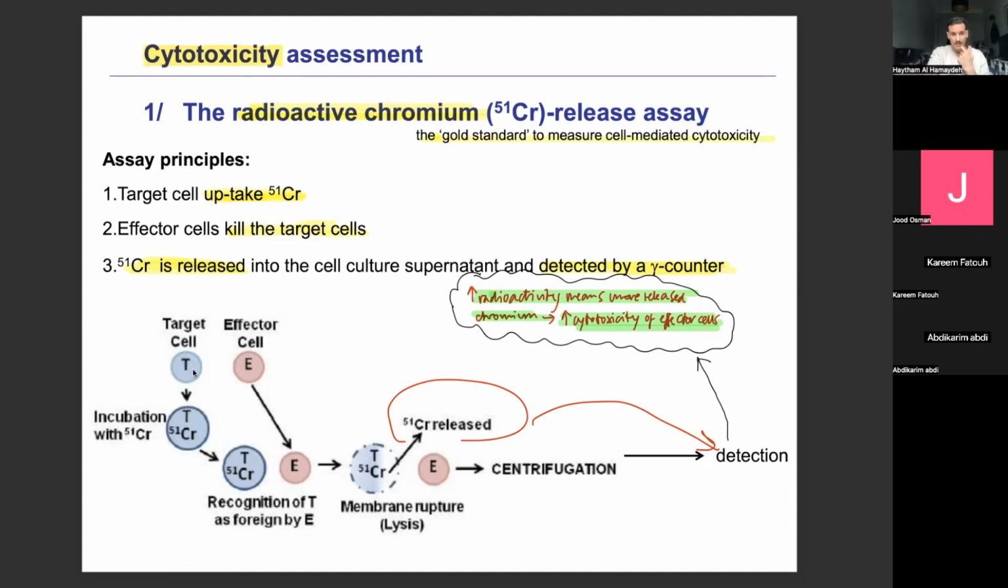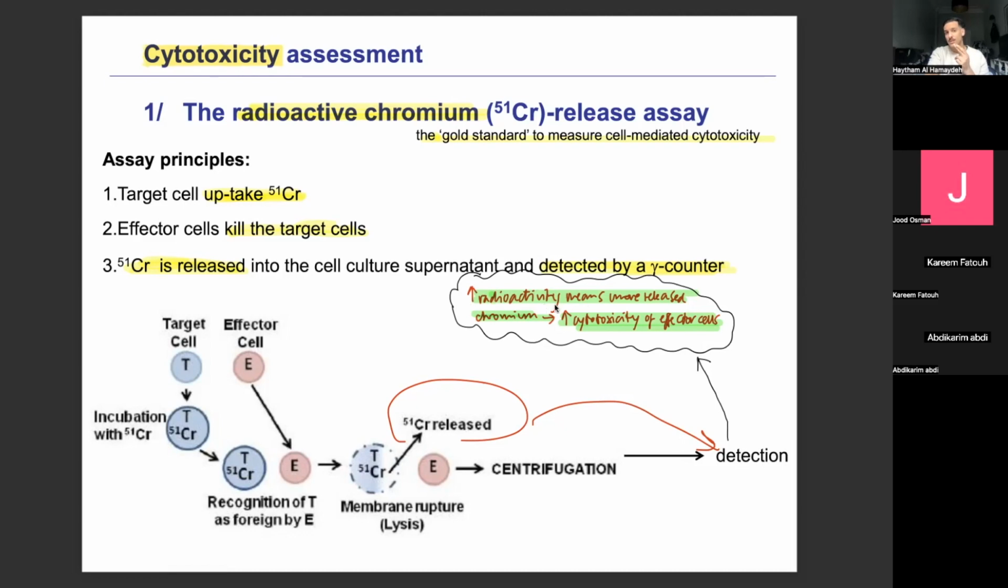So it's that simple. The target cell is the bacteria, which swallows the chromium, so the chromium is inside the target cell. The effector cell is a cytotoxic T cell. Those two react, and the target cell is broken down. The chromium is released. Now centrifugation happens, and so now we are able to detect the radioactivity.